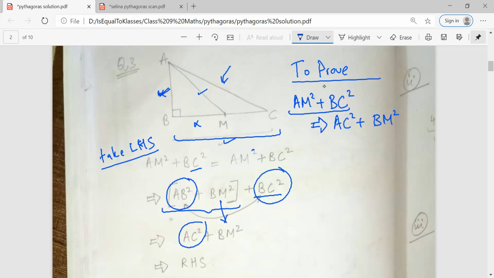AC square plus BM square as it is. So whole of this AC square plus BM square. This is what is required, and this is equal to the RHS. Cancelled. Any doubt? No, sir.